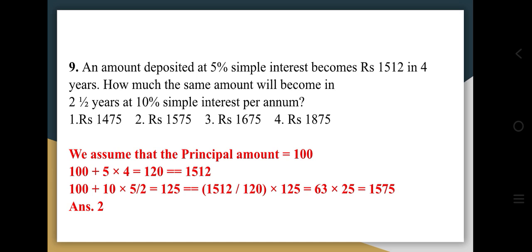If you cancel the 5 on both 120 and 125, then divide 1512 by the remaining denominator, we get 63 into 25, which is 1575. So the answer is choice 2.